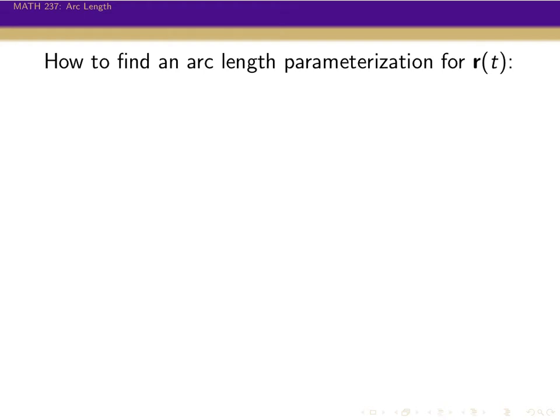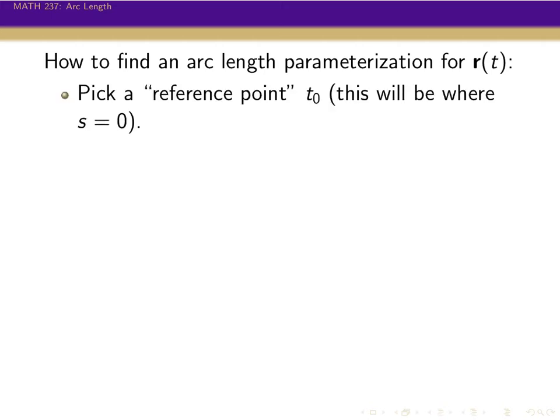So if you're given any old parameterization of the curve, how can you find one of these special arc length parameterizations? Okay, so this is a process we're going to do. First thing we're going to do is pick a reference point t0. This is going to be the lower bound of our integral, and it corresponds to the point where s equals 0. This is just a starting point from where we're going to start calculating arc length.